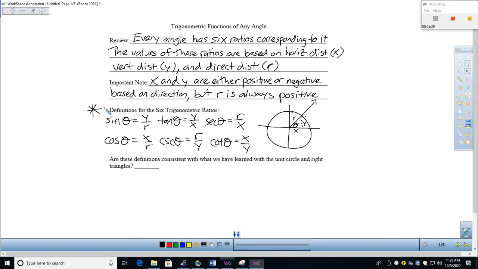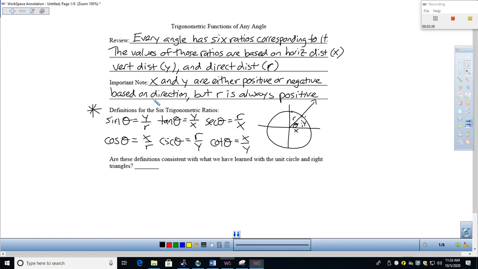So what we've done at this stage in our units with trigonometry is we've started from kind of the beginning. We looked at the unit circle because it's a very good visual representation of our 6 trig ratios. We looked at right triangles, also a great visual representation of them. But now we want to expand beyond this for any angle, and that's why these definitions hold from here on out.